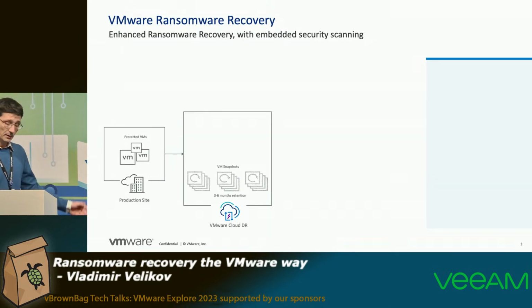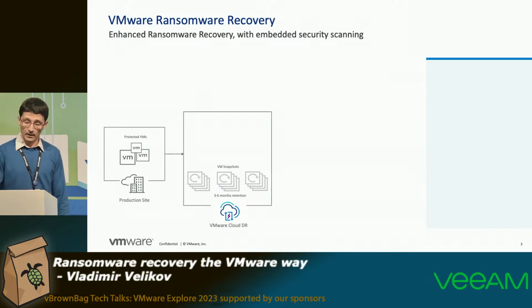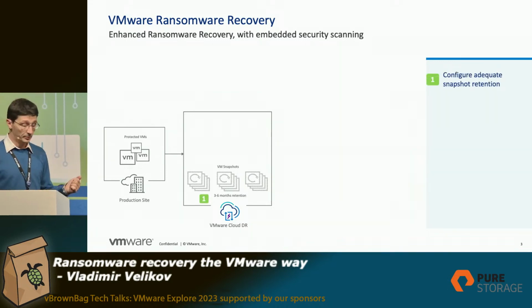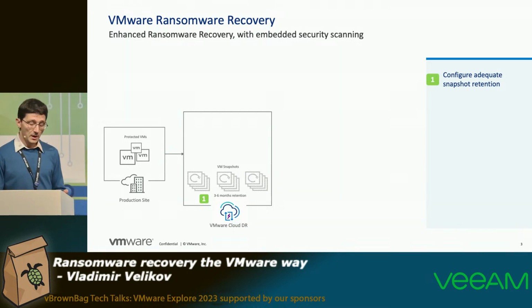So on the left-hand side, you have the production site. Let's say it's on-prem, although we support cloud, with your workloads. So these get replicated onto the VCDR service in the cloud. So you get a bunch of snapshots there. And the first step you need to take for your ransomware protection is to configure a suitable retention period. Because of the way VCDR is built with the scale-out cloud file system, these snapshots can be collected for a really long retention period.